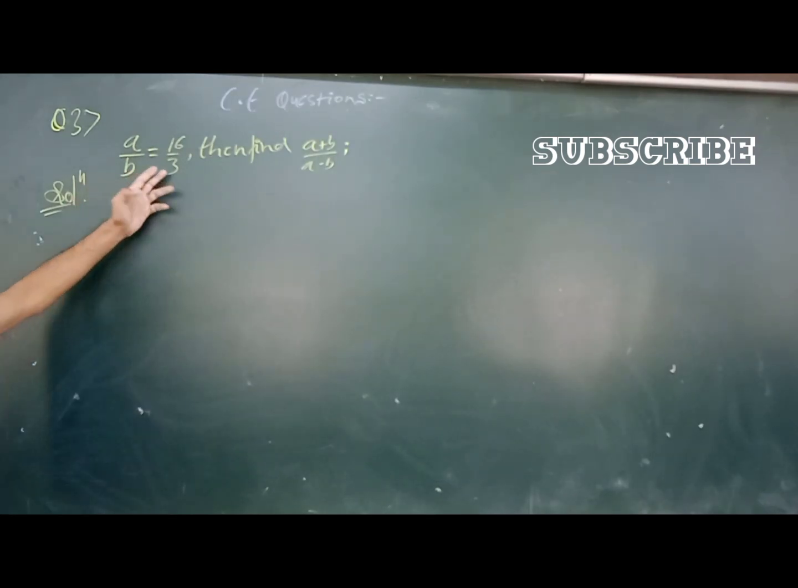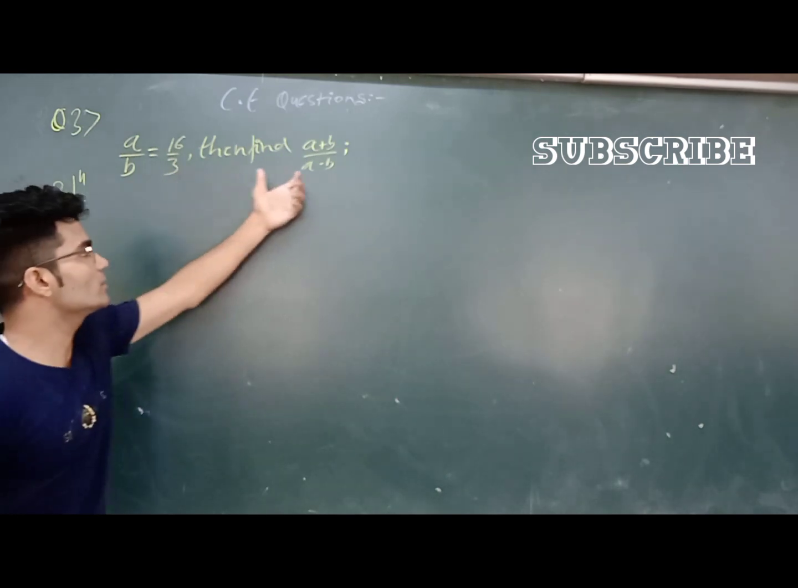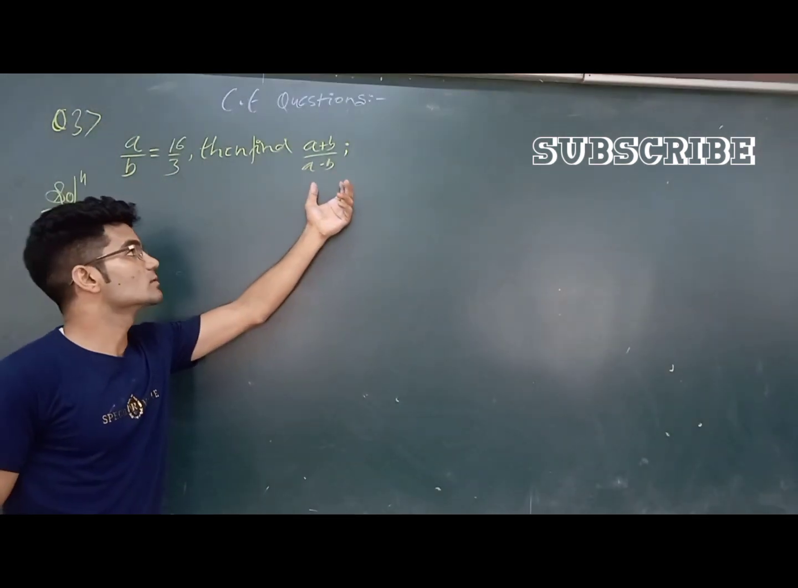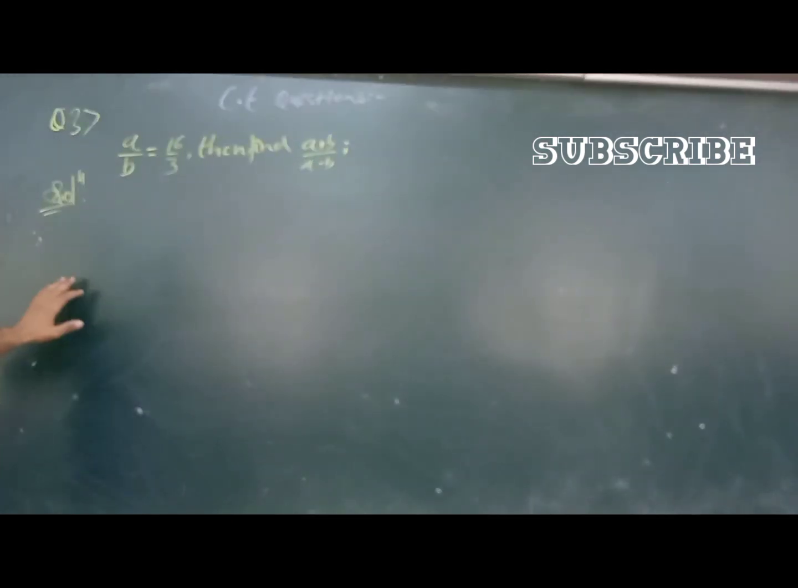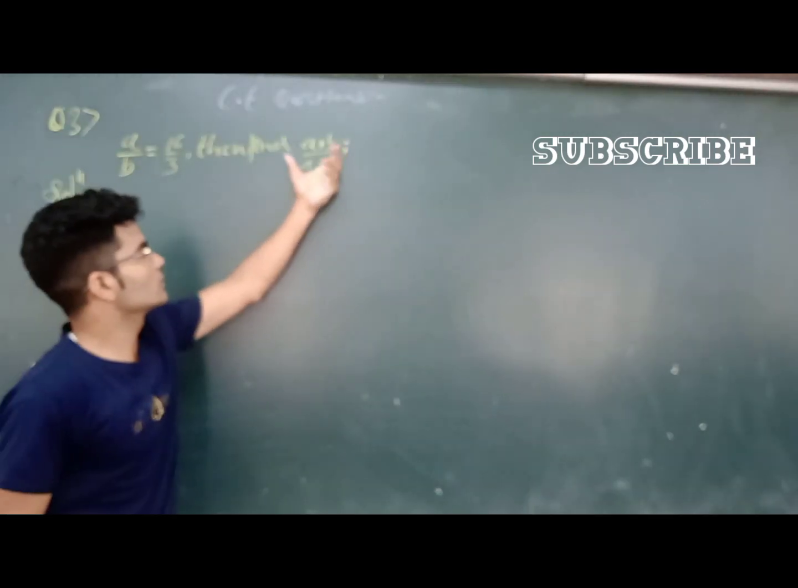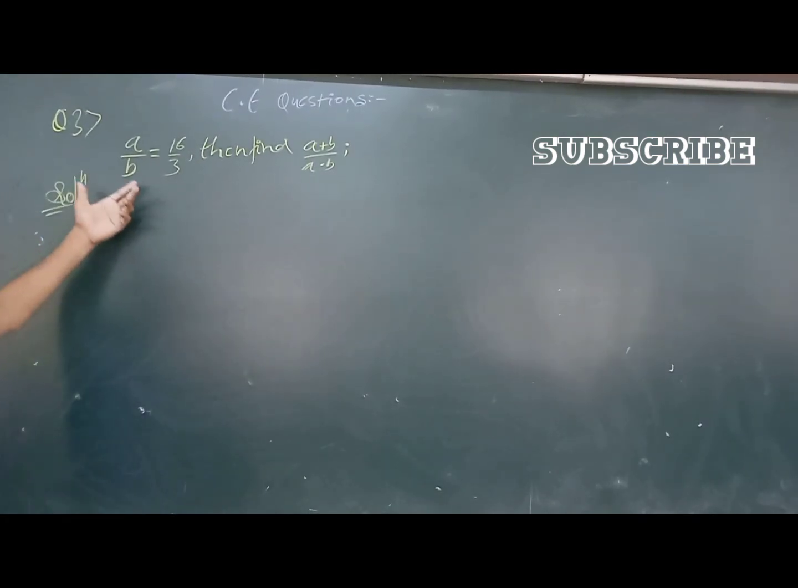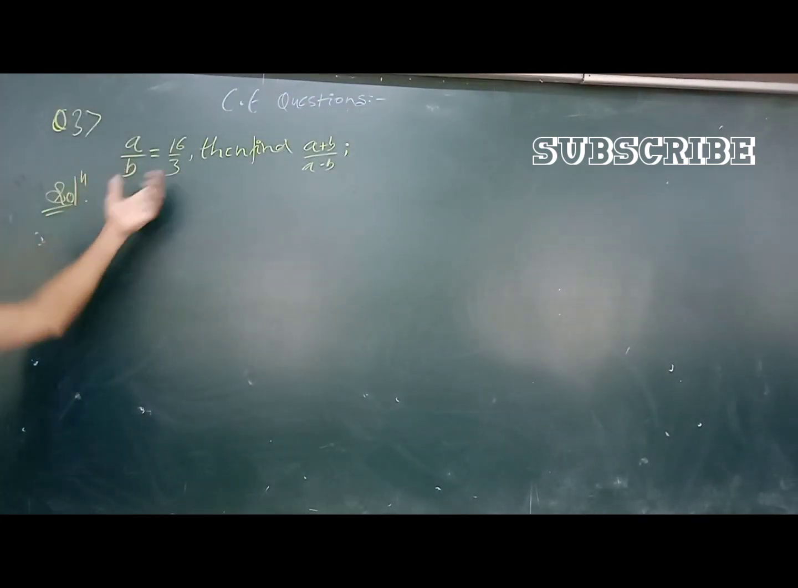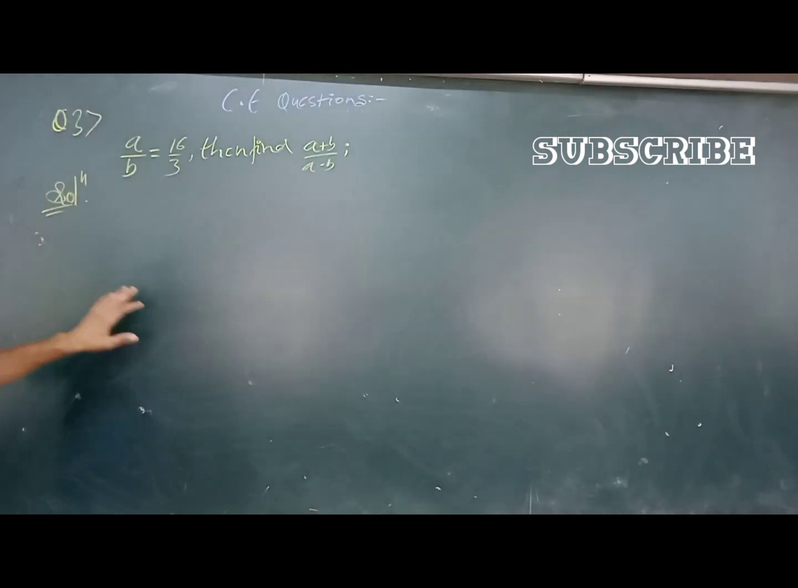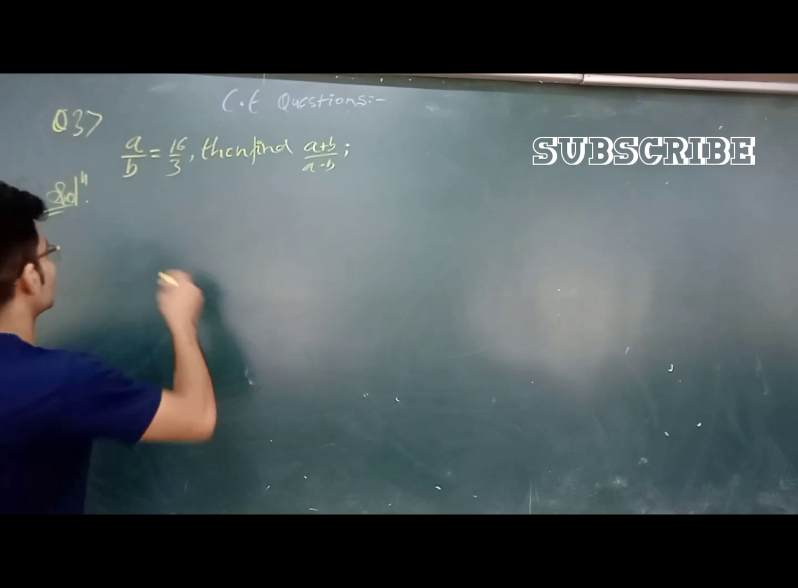a by b is equal to 16 by 3. Then find (a plus b) upon (a minus b). So first we have to know how to find these types of questions involving fractions, like a plus b over a minus b. We have a upon b equals 16 by 3. So basically we have to solve this type of question by using componendo and dividendo.